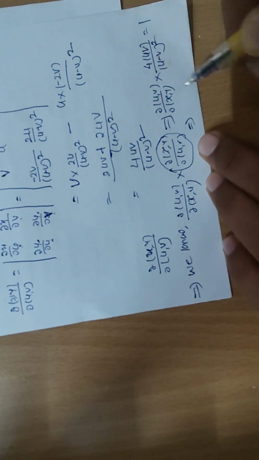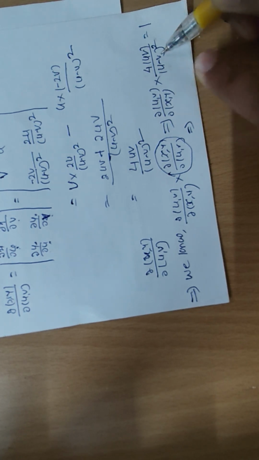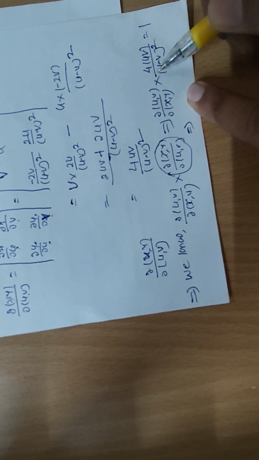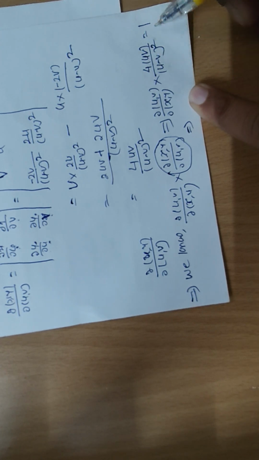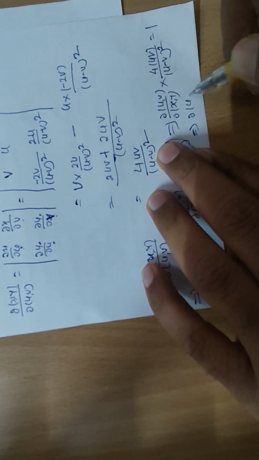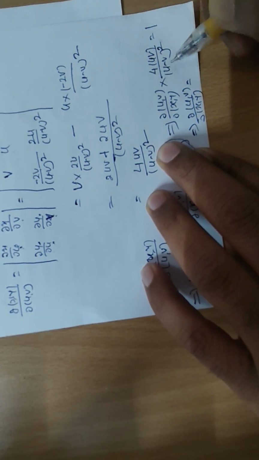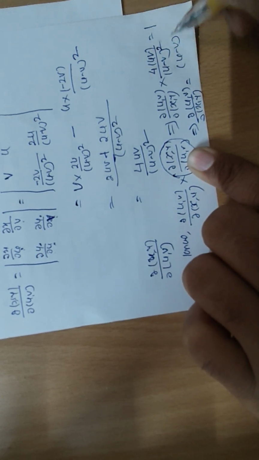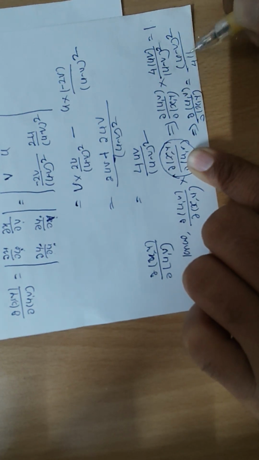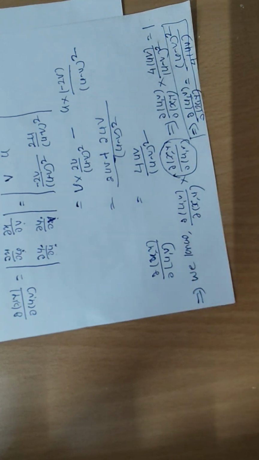Look at this term, 4uv upon (u minus v) square, which is multiplied on the left hand side. I will take this term to the right side, so the denominator goes to the numerator and the numerator goes to the denominator. That's why ∂(u,v)/∂(x,y) is equal to 1 into (u minus v) square upon 4 into u into v. This is the final answer of this question by using property number 1.